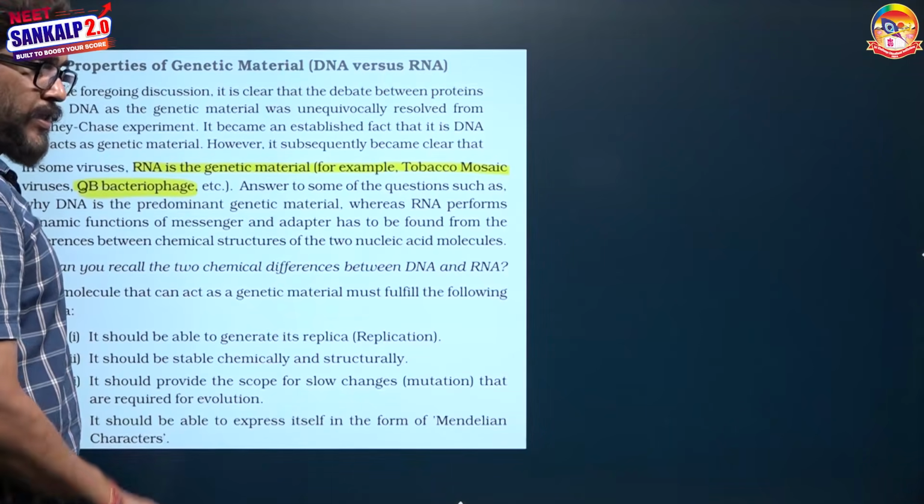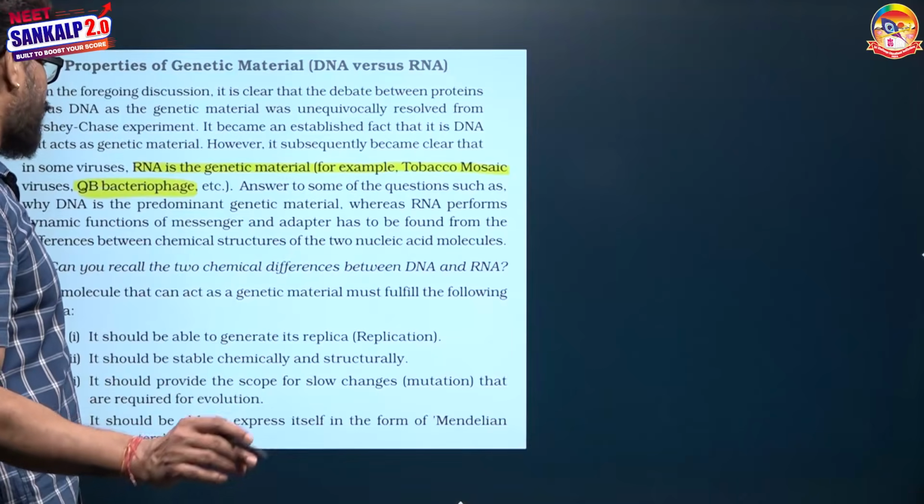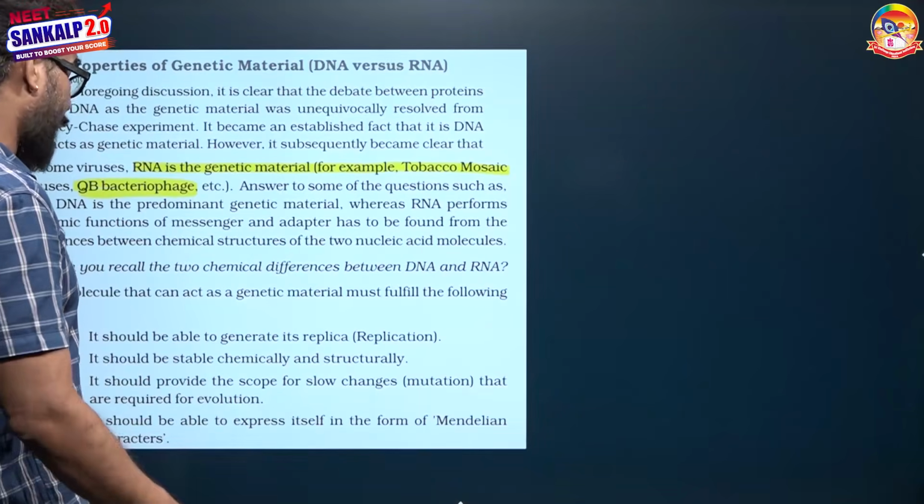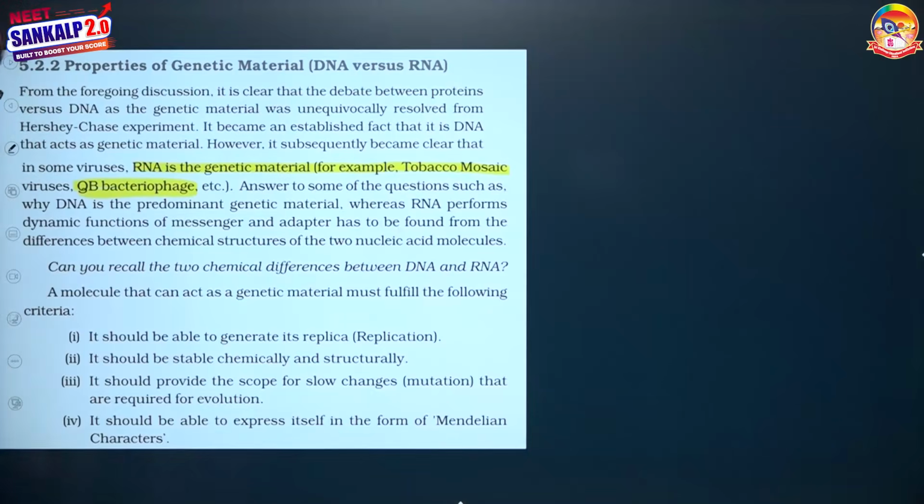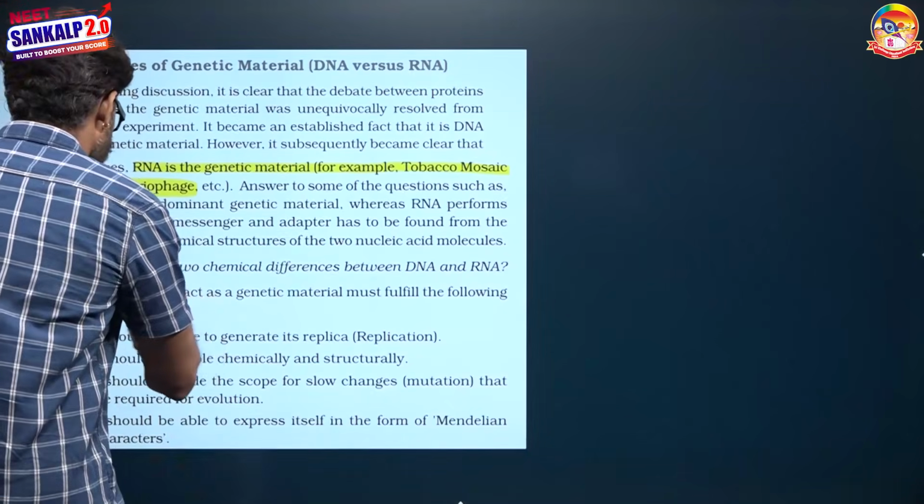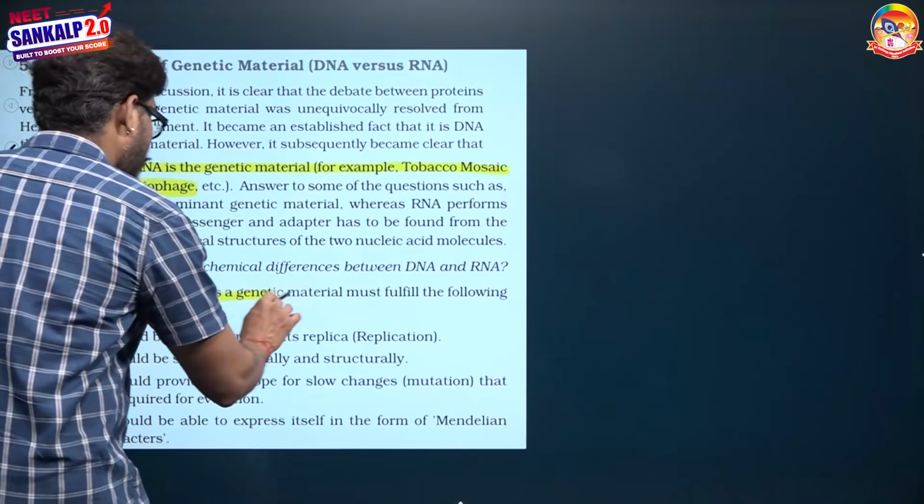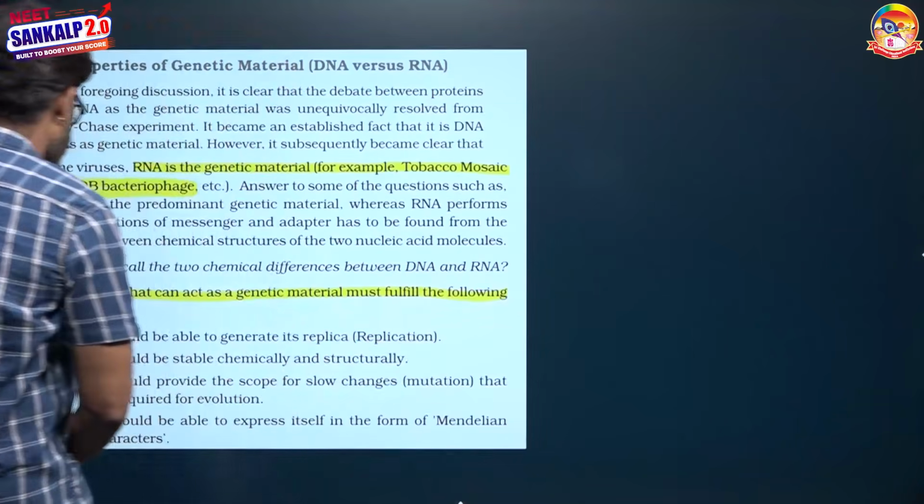In living systems, in the cellular system, the genetic material is always DNA. Any chemical that will serve as a genetic material should fulfill the following conditions. A molecule that can act as a genetic material must fulfill the following criteria.